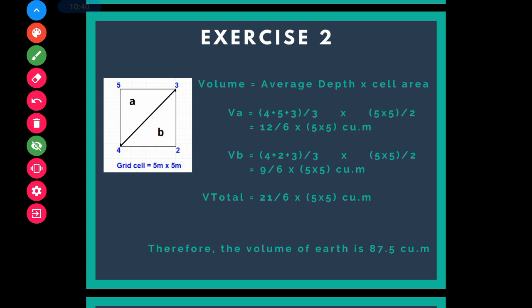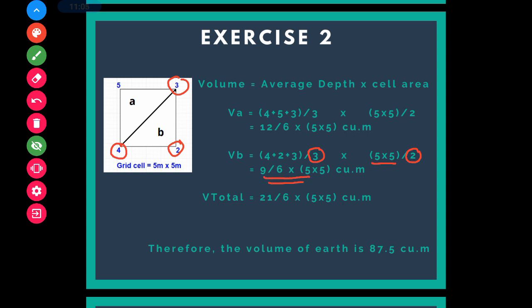And next, for VB, the same formula. The average depth, we have 4, 2, and 3. So we get the average, meaning that you sum up and divide by 3. And after that, you multiply with the cell area for triangle B, which is 5 times 5. You need to divide by 2 because it is a triangle. So you will get this value.